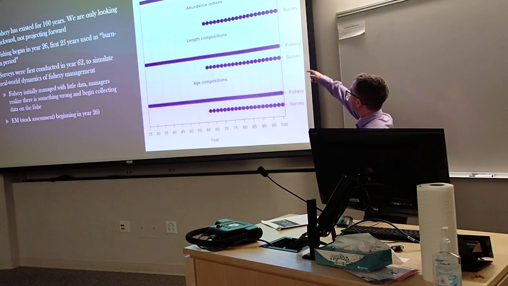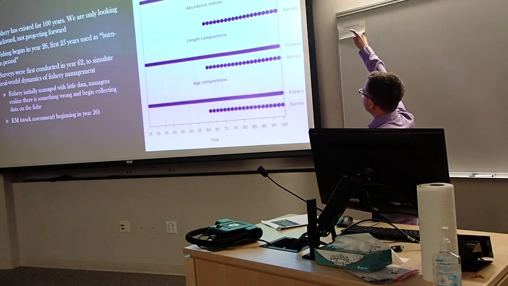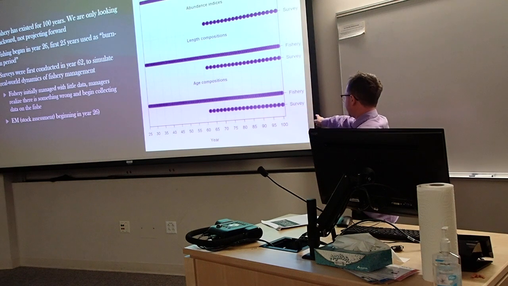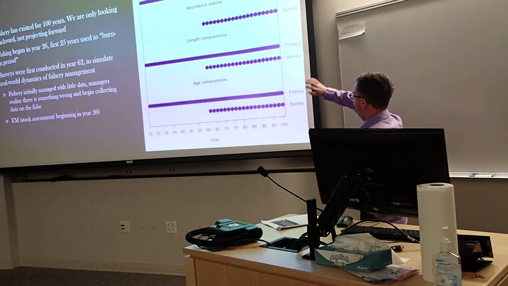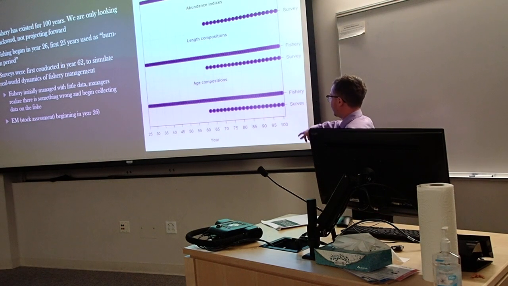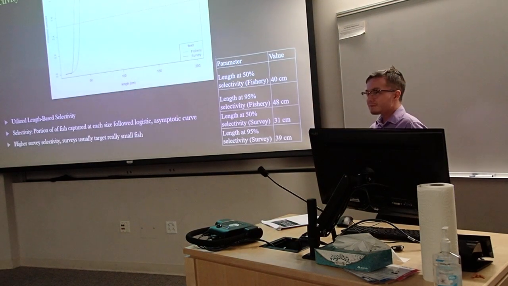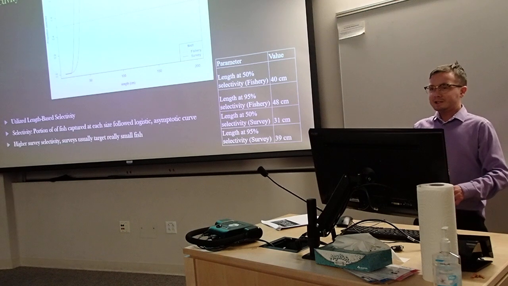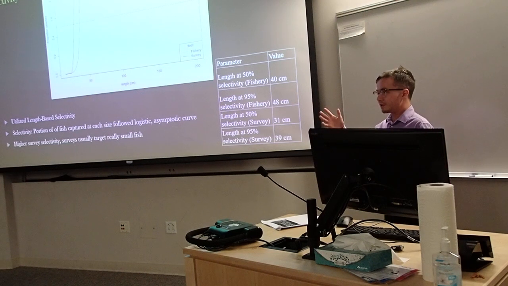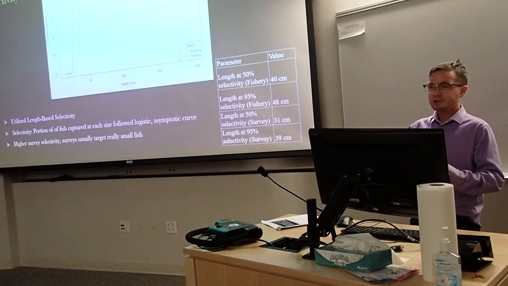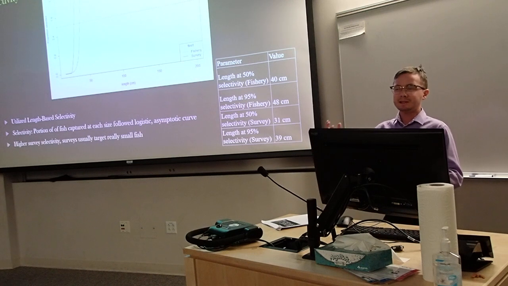This is a fun little graphic that just shows what was happening here. So you have the fishery running from 26 to 100, and then you have the surveys running from 62 to 100. All right, so now let's talk about the selectivity. Selectivity is just the proportion of fish at each size that are caught. So if fish at a certain size have a 95% selectivity, 95% of fish at that size are going to be captured.